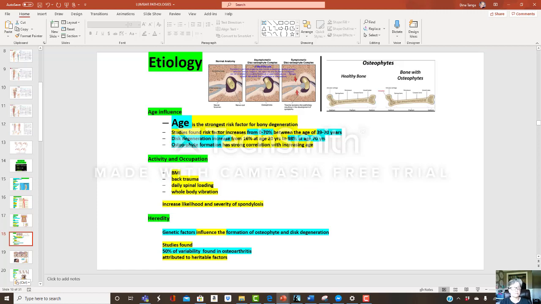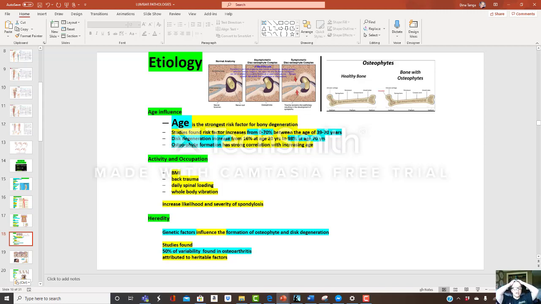Etiology. Age is the strongest risk factor for bony degeneration. Studies found risk factors increasing from 0 to 70% between the ages of 39 and 70. This degeneration increased from 16% at age 20 years to 98% at age 70. Osteophyte formation has strong correlation with increasing age.